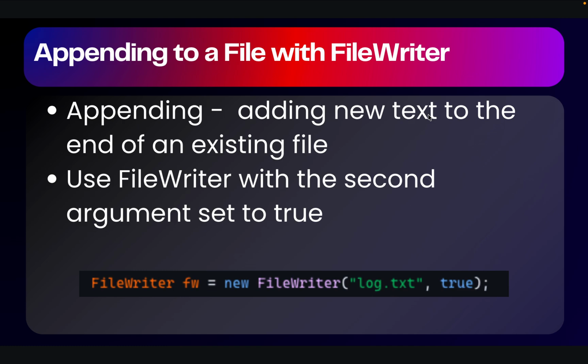So in this case, this file writer will allow you to add new text to the end of an existing file. Now, here is an example of that where we say FileWriter, we give it a name, and then we say new FileWriter with the actual text file name. Now, the one thing you need to note is that there is a second argument when using the FileWriter, and that is going to be true.